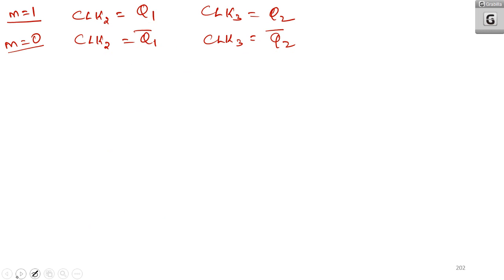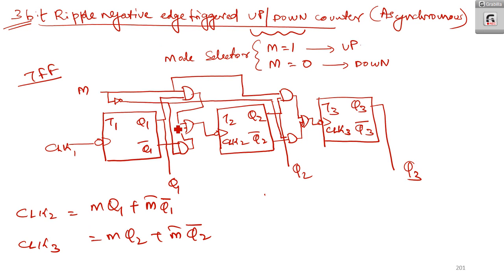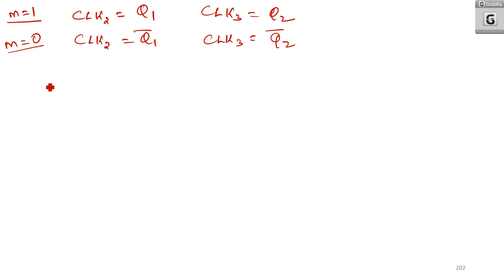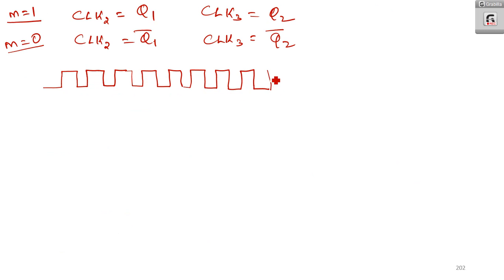Now let us go for negative edge triggering. Initially I am assuming that my Q1, Q2 and Q3 are 0. That is my initial condition. Now let me go with that. So I am having a clock, which is negative edge triggering, with pulses 1, 2, 3, 4, 5, 6, 7, 8, 9. Now this is the clock.